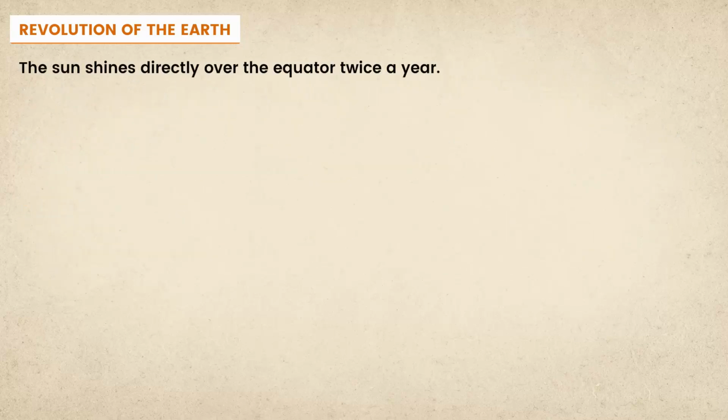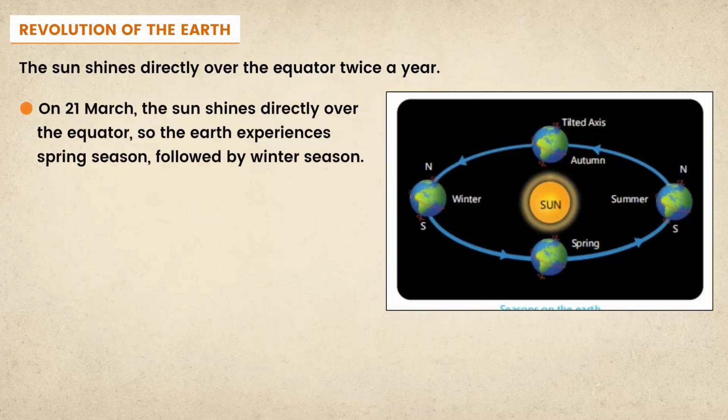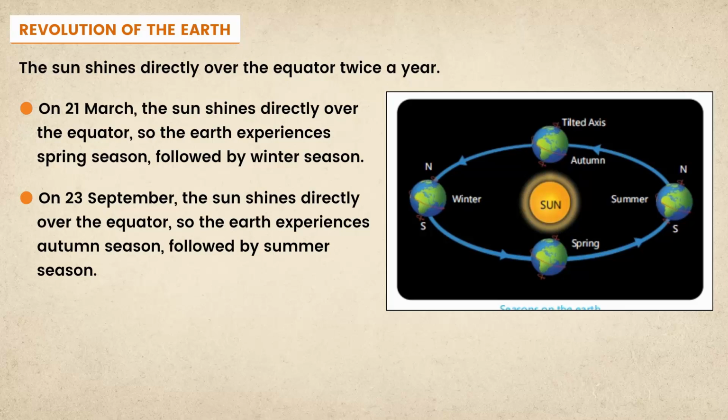The Sun shines directly over the equator twice a year. On 21st March, the Sun shines directly over the equator, so the Earth experiences spring season, followed by summer season. On 23rd September, the Sun shines directly over the equator, so the Earth experiences autumn season, followed by winter season.